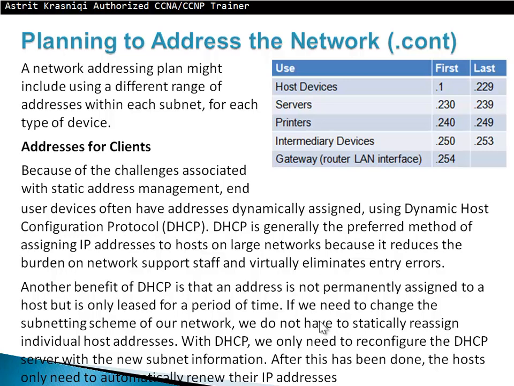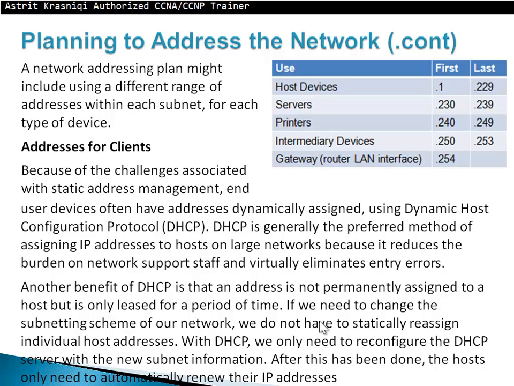A network addressing plan might include using a different range of addresses within each subnet or for each type of device. So each subnet will have a different range for different types of devices. First, we have to think of addresses for clients. Because of the challenges associated with static address management, end user devices often have addresses dynamically assigned using DHCP, or Dynamic Host Configuration Protocol. DHCP is generally the preferred method of assigning IP addresses to hosts on a large network because it reduces the burden on the network staff and virtually eliminates entry errors.